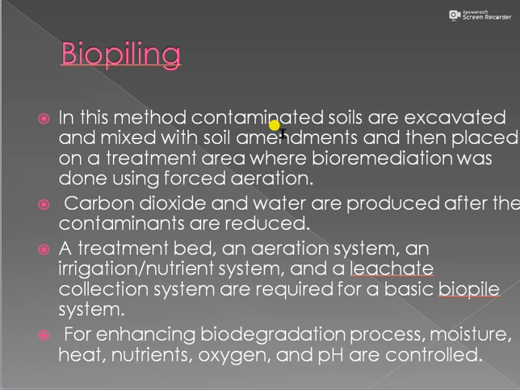And biopiling, in this method, the contaminated soil is excavated and mixed with soil amendments and then placed on a treatment area where the bioremediation is done using forced aeration, and carbon dioxide and water are produced after the contaminants are reduced. A treatment bed, an aeration system, an irrigation or nutrient system, and a leachate collection system are required for the biopiling system. And of course, to enhance the biodegradation process, moisture, heat, nutrients, oxygen, and pH all are being controlled.